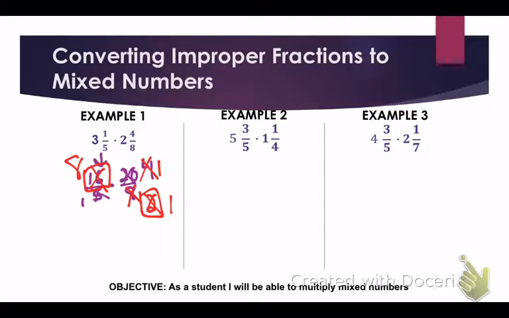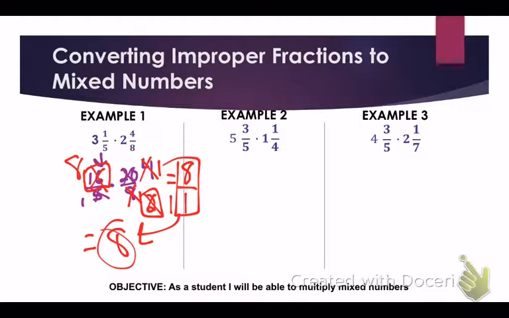So 8 times 1 would give us 8, and 1 times 1 gives us 1, and 8 divided by 1 equals 8. So our answer is 8. Okay, 8 over 1 became 8. Let's move on to number 2.